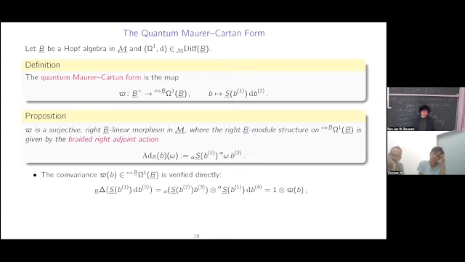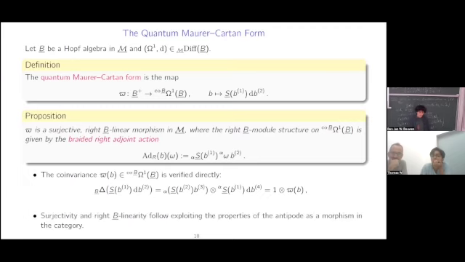So, very easily one can verify that the coinvariants hold, and this is precisely what you do even in the classical case. The only difference, again, is that you have some braiding indexes that are not very crucial here because you are going to recover quite quickly a counit here, and this shows that your form is coinvariant. Then surjectivity and right bilinearity follow exploiting the properties of the antipode isomorphism in the category.